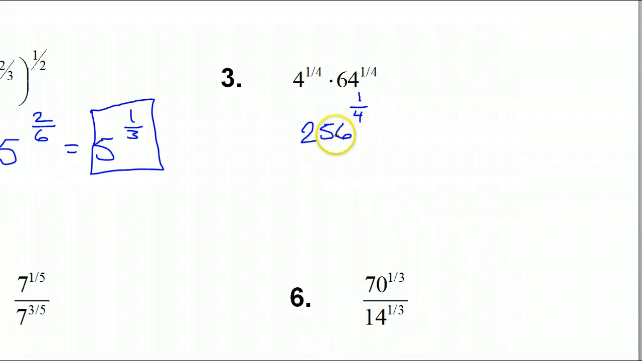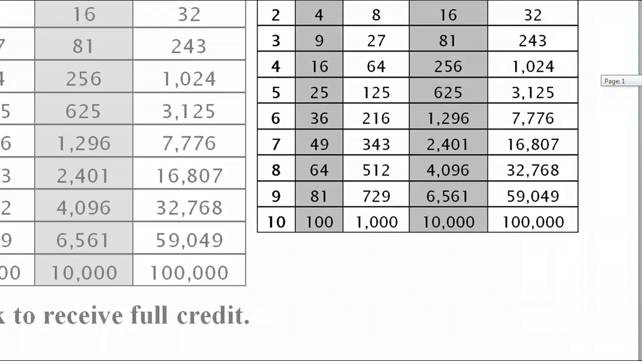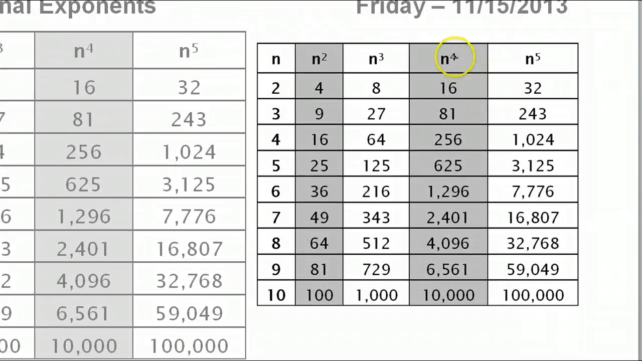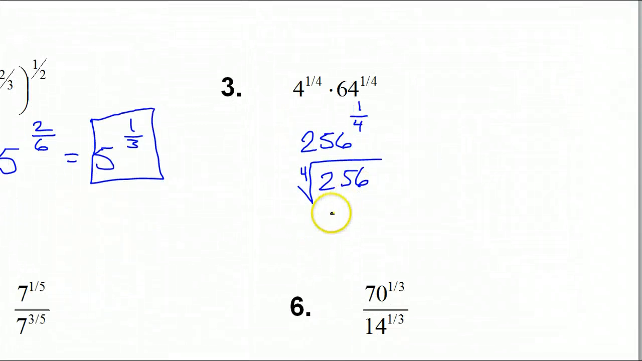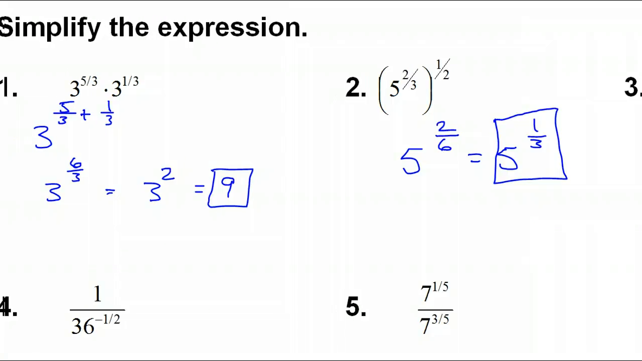We know that 1/4 power is the same thing as the 4th root. So the 4th root of 256. All right, if we look at the table, the 4th root of 256 is 4. So this is going to simply be 4. So that's the answer to number 3.